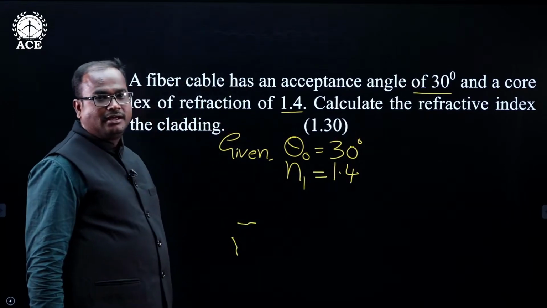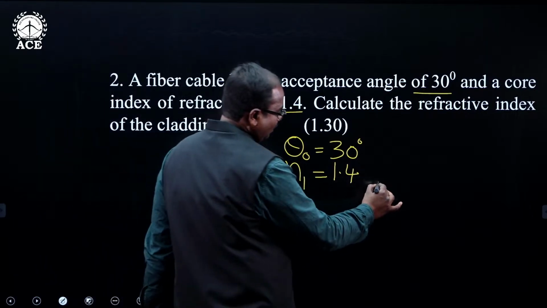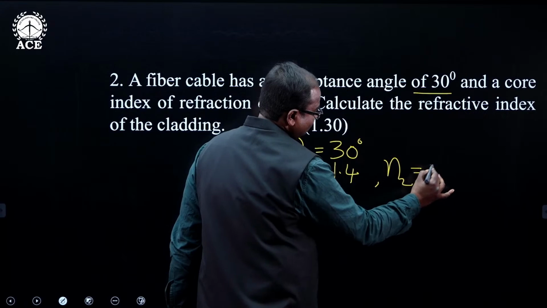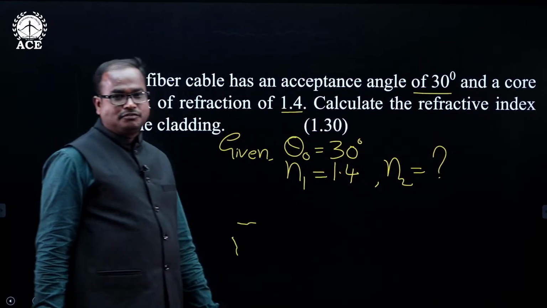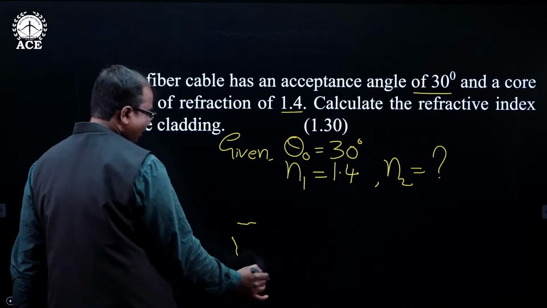Now calculate the refractive index of cladding. We need to find out n2. So how to find it out? Okay, how to find it out here?